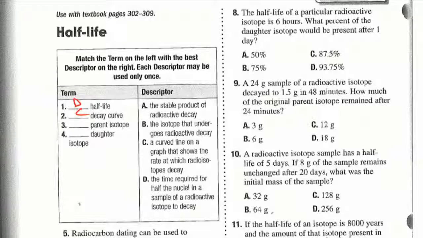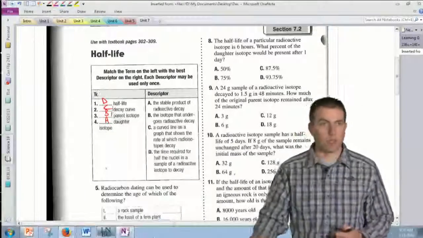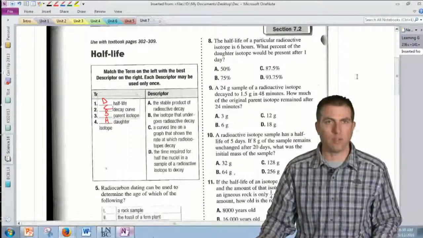Parent isotope, the stable product of radioactive decay? No. The isotope that goes under radioactive decay? Yes. And then the last one must be A. All right, cool. So those are the first ones. We can do those together.